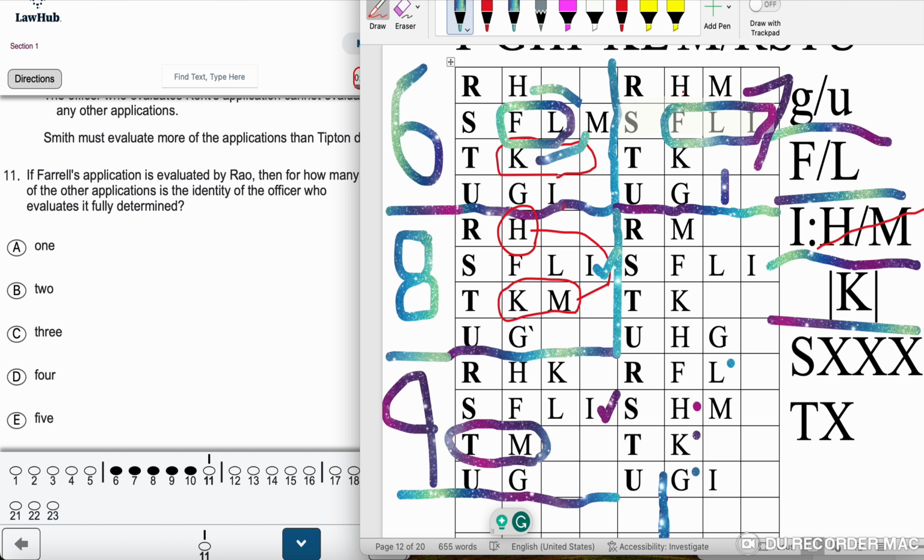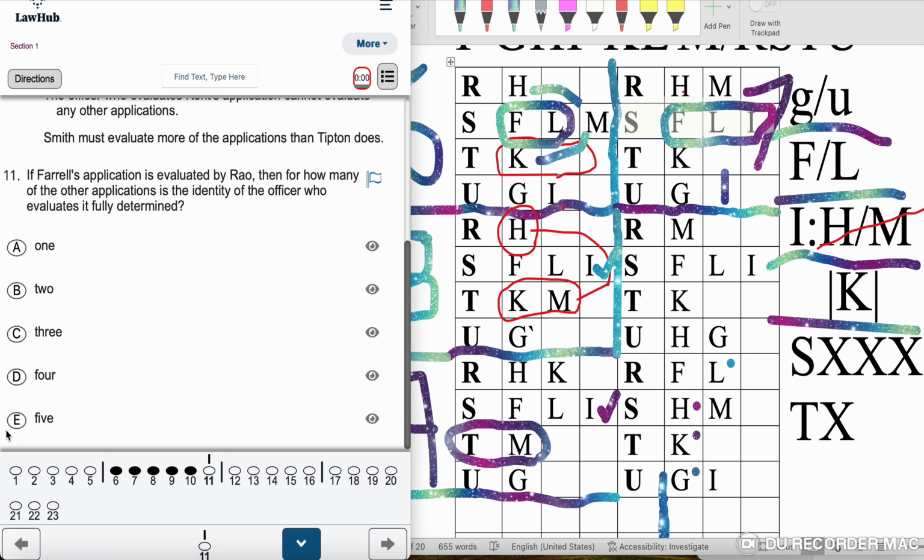And I guess they're asking for how many applicants. So right now I see a possible 5 applicants already. And the reason I say 5 is because L has to go with R, H and M has to go with S, T has to be by itself, so it goes K, and I is going to go with G this time, and G has to be with U, so we have 1, 2, 3, 4, 5.